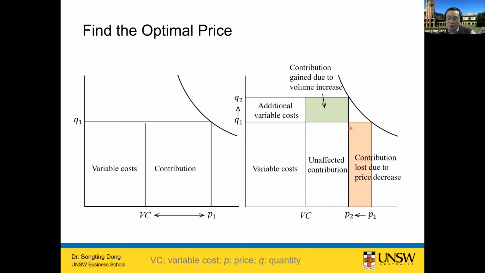On the other hand, you lose this orange part because for each one in quantity Q1, you used to charge them price P1, but now you can only charge them price P2. Remember, that is one price for everyone, right? So people will see it as unfair. If you charge me $10 and charge other people $5, that's unfair. I will not buy it at $10 because other people can buy it at $5. Why do you charge me 10, right? So you cannot do that. So you will lose contribution because of the price decrease.